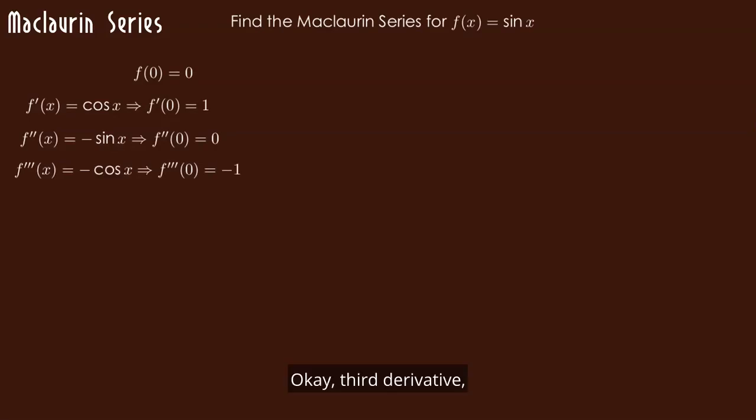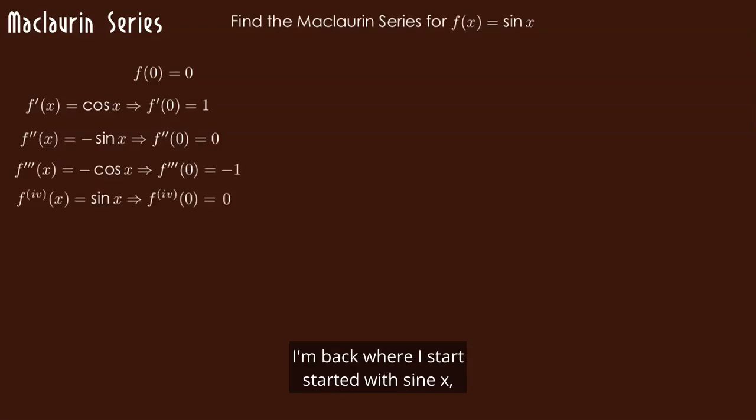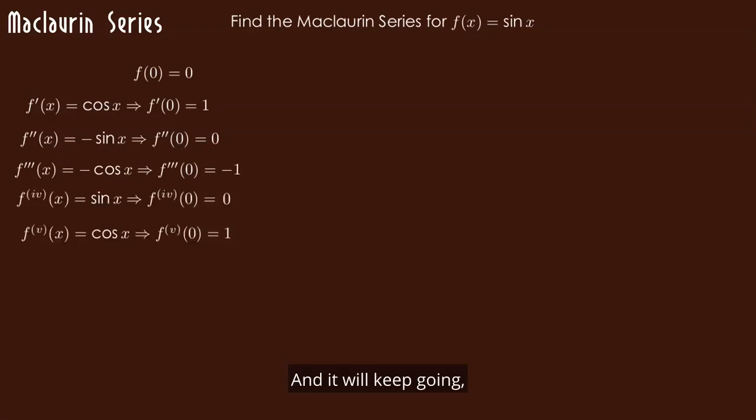Okay. Third derivative, I get negative cosine. Plug 0 into that, I get negative 1. And when I take the next derivative, I'm back where I started with sine x, and I plug 0 in. And it will keep going through this: 0, 1, 0, negative 1, 0, 1, 0, negative 1. So let's write out the first few terms and see if we can come up with a pattern.